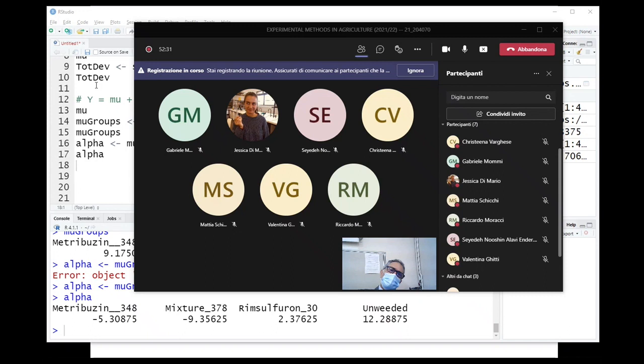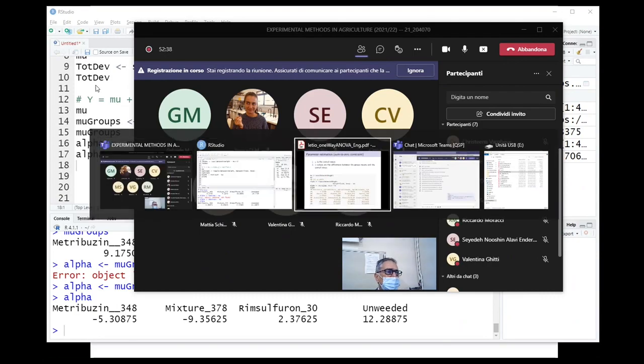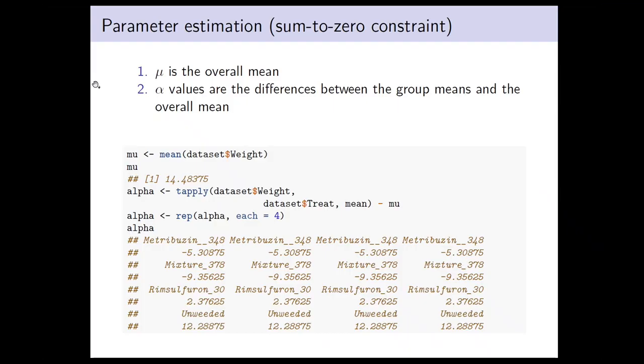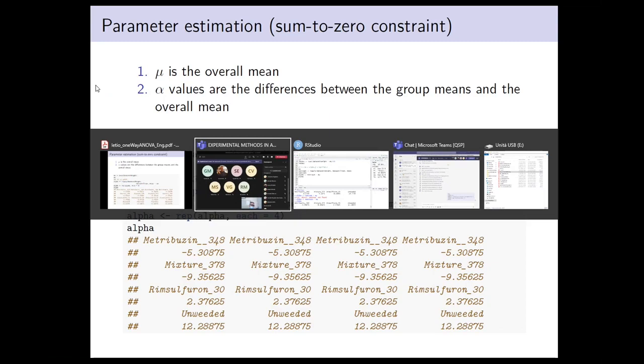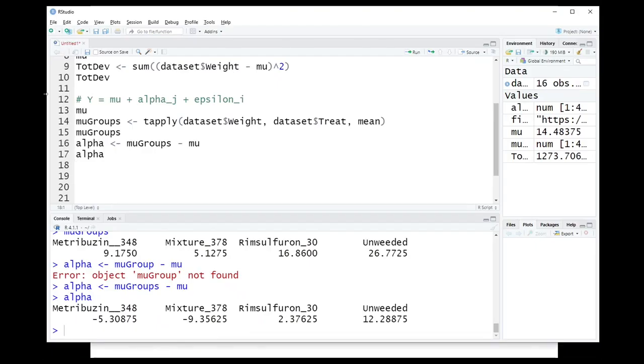So we conclude this lesson and see whether we can reach the end. I hope so. Let's try to see what's happening now. We have the overall mean. Then we have calculated the means for groups. And then we have calculated the effects of treatment. Right?